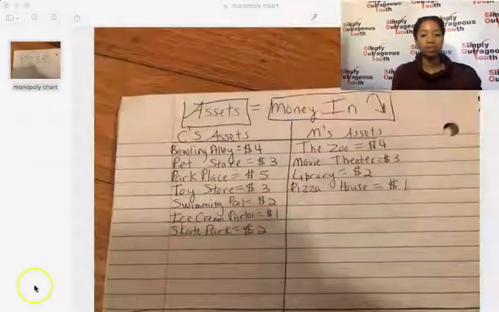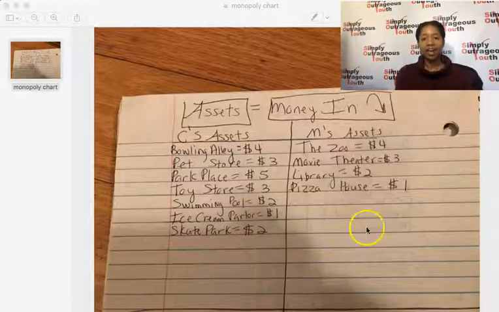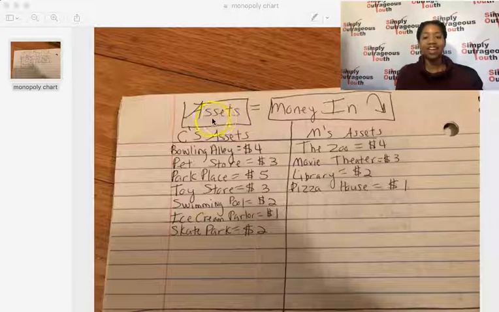I'm going to make myself smaller here. While we're playing, I have this chart with me, and my son expects me to write this down. Here I have assets equals money in your pocket. And I have two columns here. C is my son's initials. These are all the properties that he's purchased and how much they cost. In the game, the cost of the property and the rent is the same thing. And these are my properties, the cost of the property and the rent also. He knows that when I land on his property, I owe him money, and when he lands on my property, he owes me money.